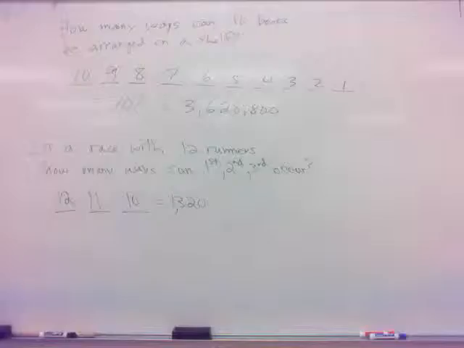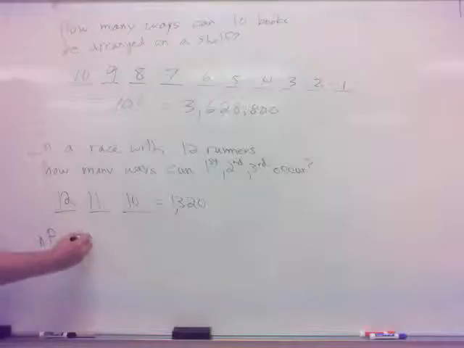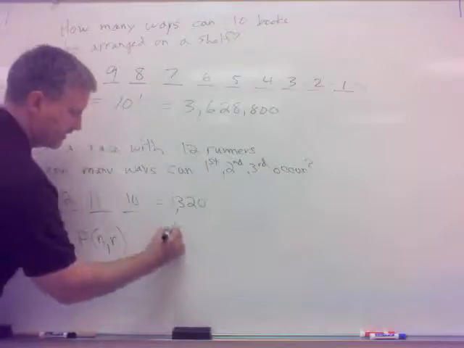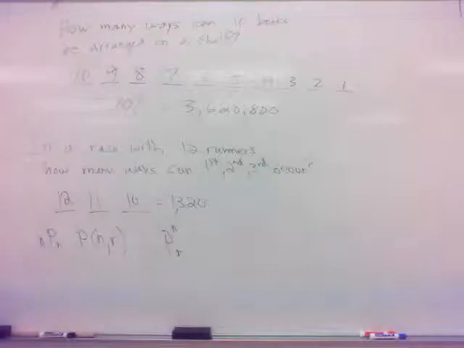Now, what we might note here is there is a button for this. We didn't have to use it, but there is a button. See if you see an nPr button, a P with n and r. Some calculators have a P with the n and the r. I think most calculators have nPr. You see that button on yours? Look under PRB, like you did for factorial.